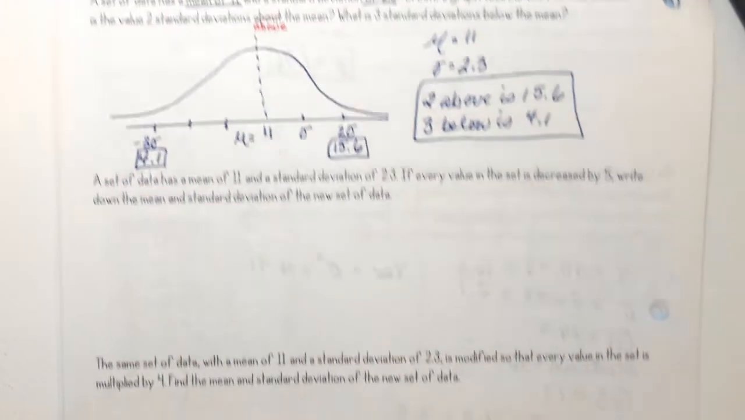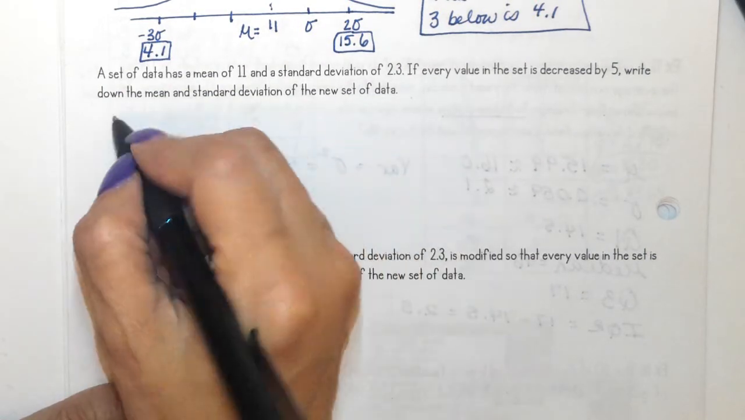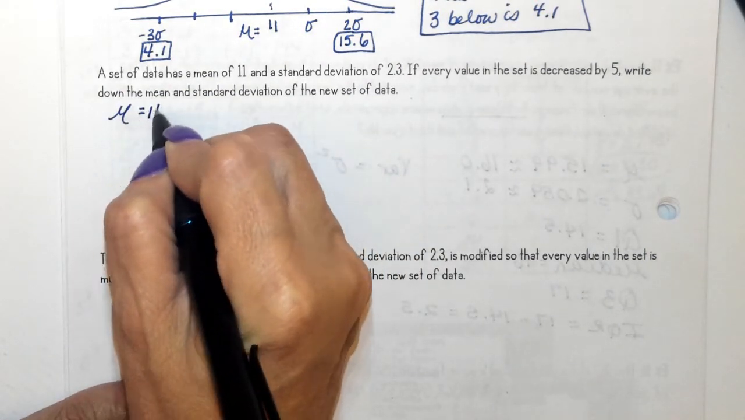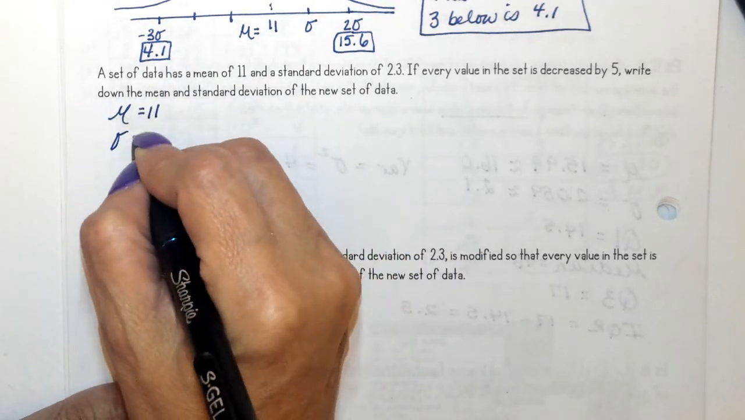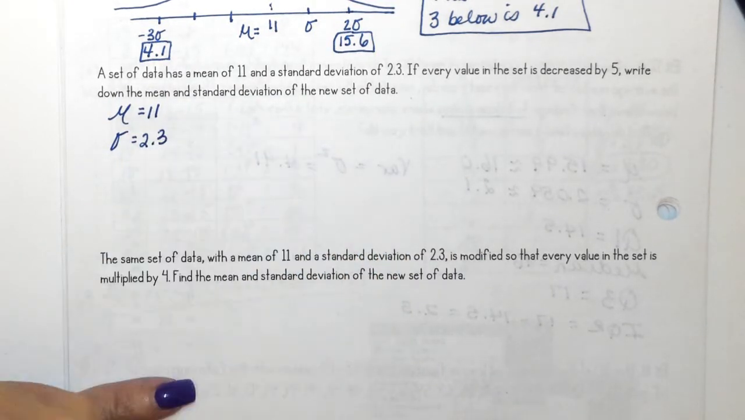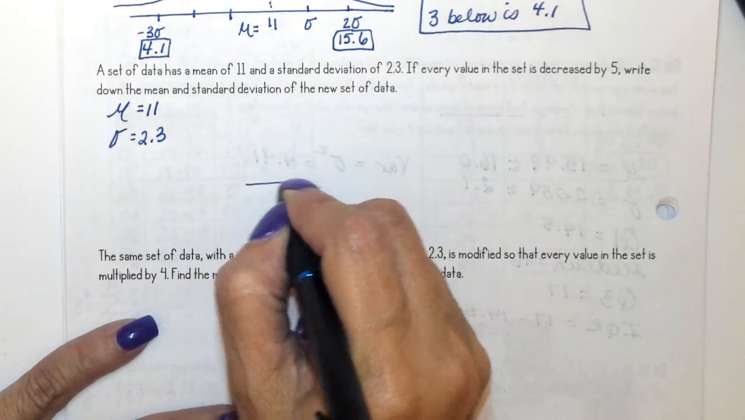Okay, a set of data has a mean of 11. I'm going to go ahead and put that, a mean of 11. And a standard deviation of 2.3 again. I guess I was really original when I was making these. If every value in the set is decreased by 5, write down the mean and the standard deviation of the new set of data.